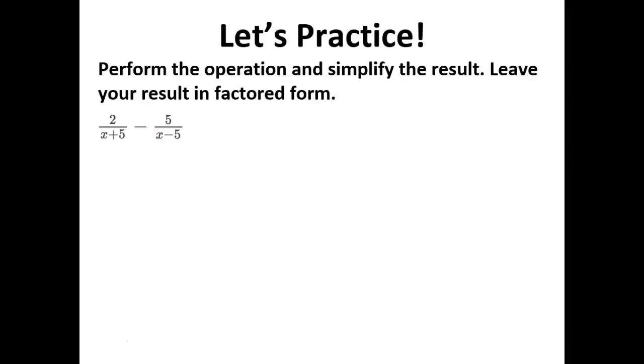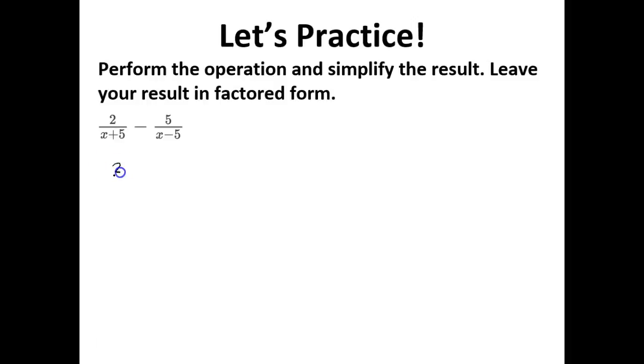Well, what does that actually look like in practice? Perform this operation, so perform this subtraction. Leave your result in factored form. 2 over x plus 5 minus 5 over x minus 5. If you look at those, do they have the same bottom? No, they do not. So we would have to get the same bottoms.